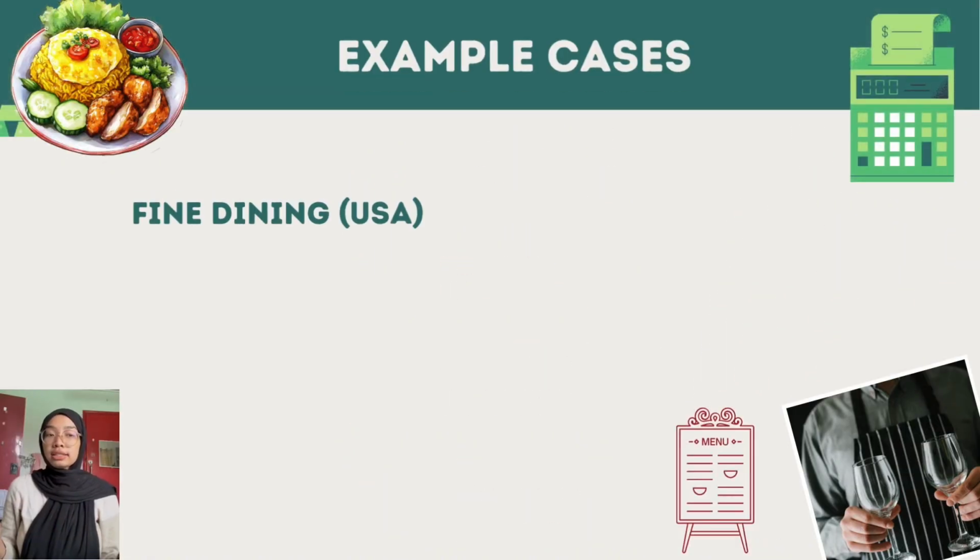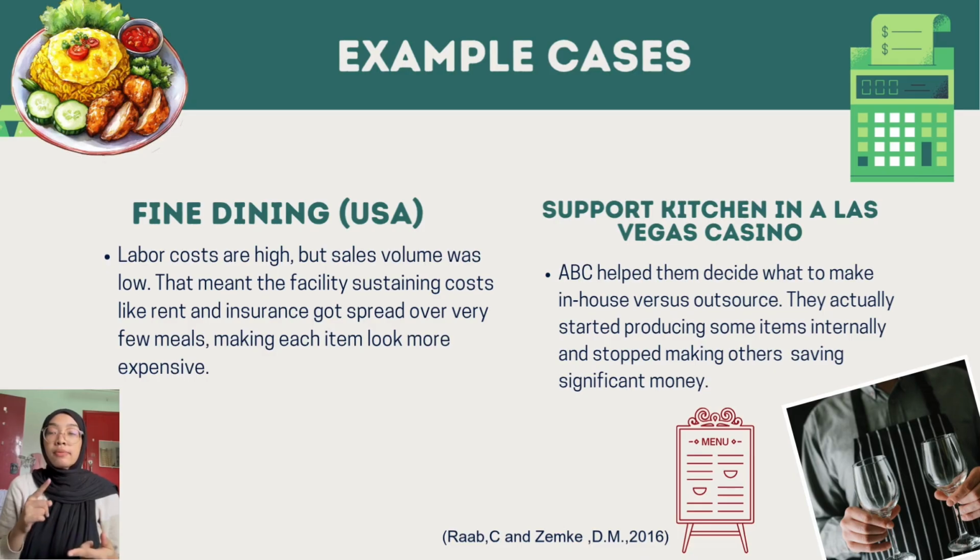Based on the article that I found, which is the activity-based costing in the restaurant industry by C and Zamki, they provide a case example of ABC applied in a restaurant, which is the first one, a fine dining restaurant in the US. Here, labor costs are high, but sales volume was low. That means the facility sustaining costs like rent and insurance got spread over very few meals, making each item look more expensive.